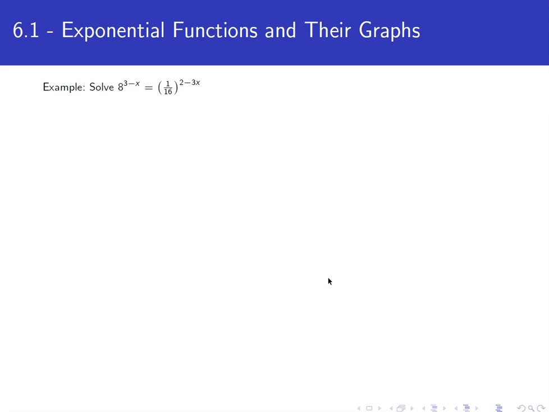Let's look at another example. We have 8 to the 3 minus x equals 1/16 to the 2 minus 3x. Again, our big goal here is to try to write each side in terms of the same base. Well, in this case, we notice that both of them are easily rewritable as 2 to a power. 8 is 2 cubed, 16 is 2 to the 4th. On the left-hand side here, we have 2 cubed, and then that whole thing is raised to the 3 minus x. In this scenario, we can multiply exponents.